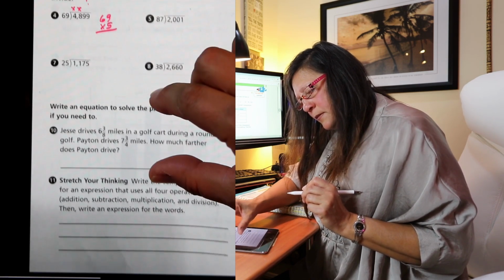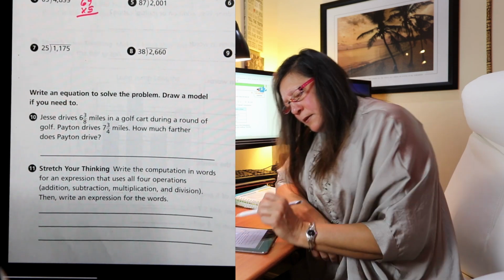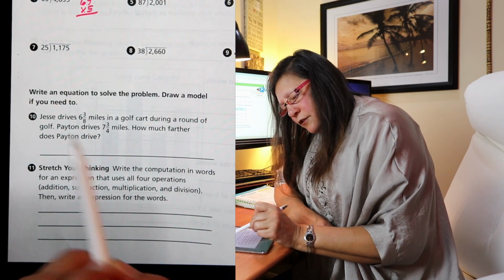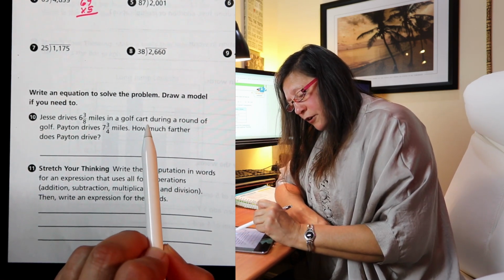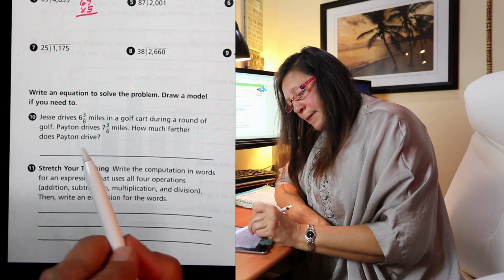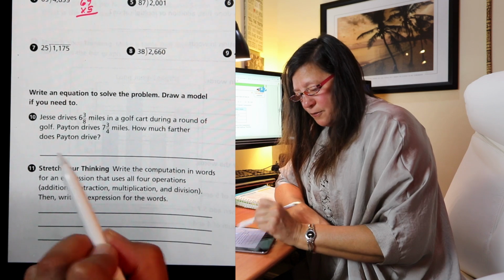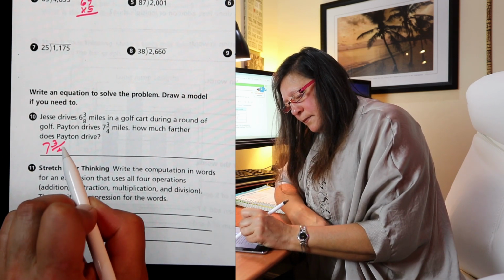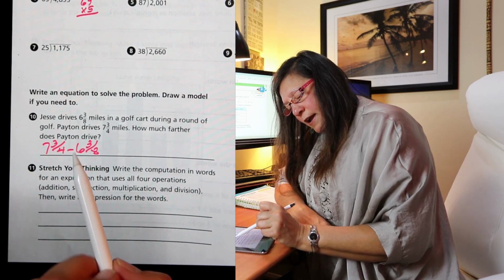All right, 10 and 11, some story problems here. Write an equation to solve the problem. Draw a model if you need to. 10. Jesse drives 6 3/8 miles in a golf cart during the round of golf. Peyton drives 7 3/4 miles. How much farther does Peyton drive? This is a simple subtraction problem. Just trying to find the difference, how much farther he drives.